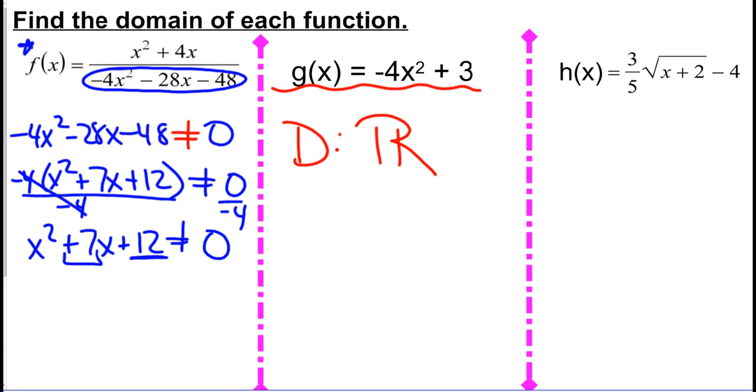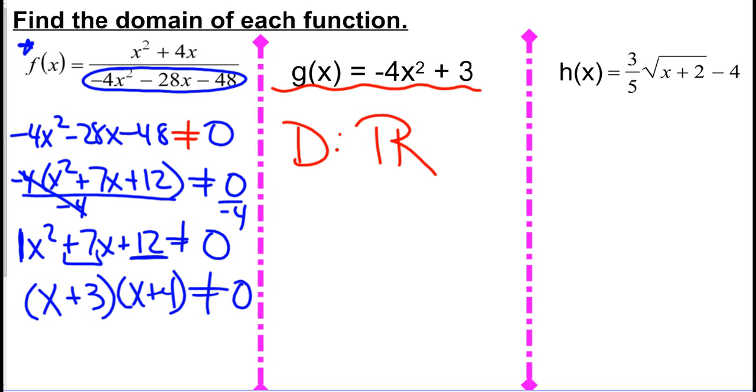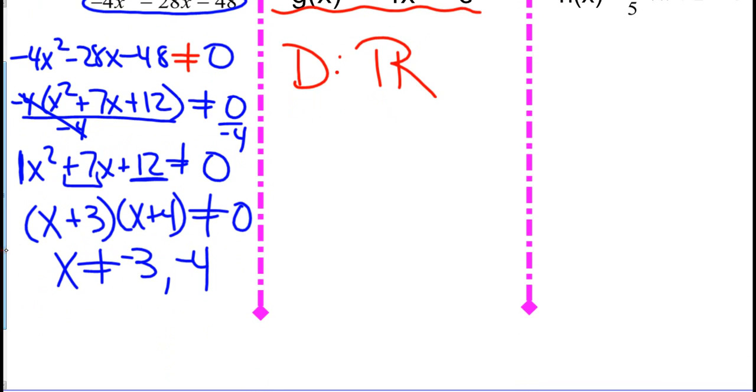Because I just have a 1 in front of my x squared, I can go straight to my factored form of x plus 3 times x plus 4, not allowed to be 0. Then I set each one of those not equal to 0, and I will find out that x cannot be negative 3 or negative 4. So when I write it, I'm going to scroll just a little bit. I can write it as domain, capital D: all real numbers except x cannot be negative 3 and negative 4.